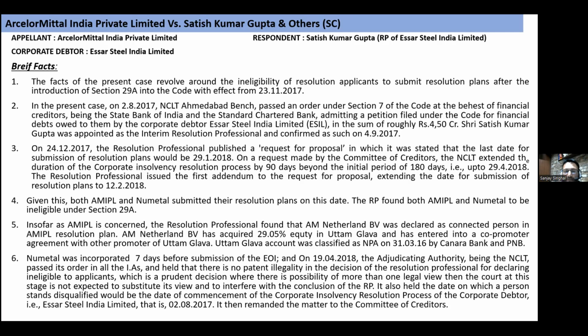When the matter went to the NCLT, there were 2 key questions. One is the authority of the resolution professional: can he say that the resolution applicant is not authorized to submit the resolution plan? Second, they said that they could pay the dues of their NPA. They said that they wanted to buy Essar Steel, so they could pay their debt. So the issue arises: what is the date when they can be considered as ineligible?